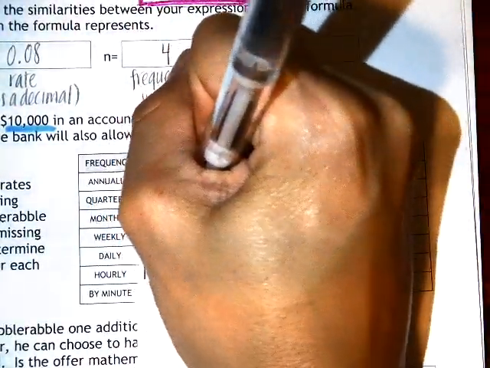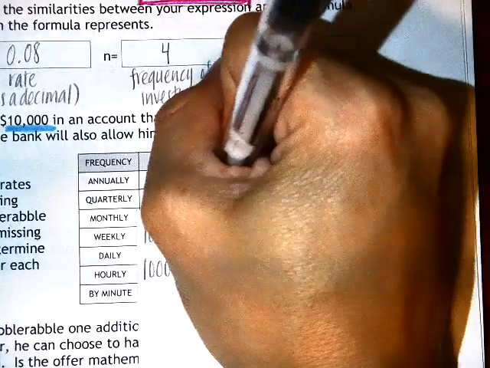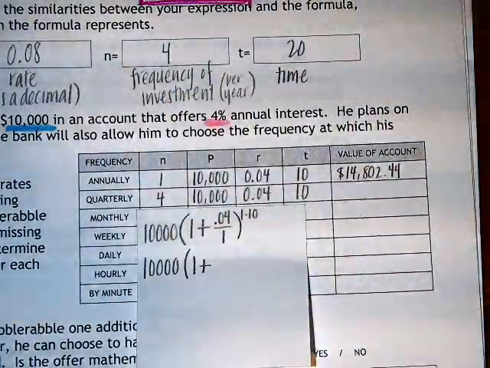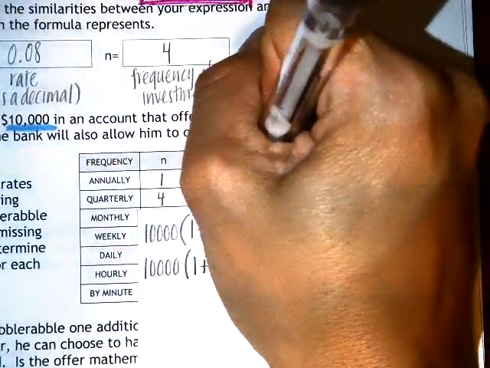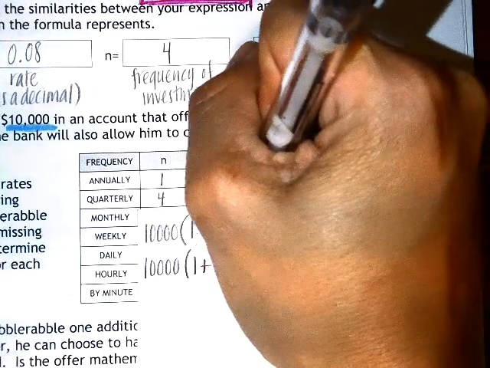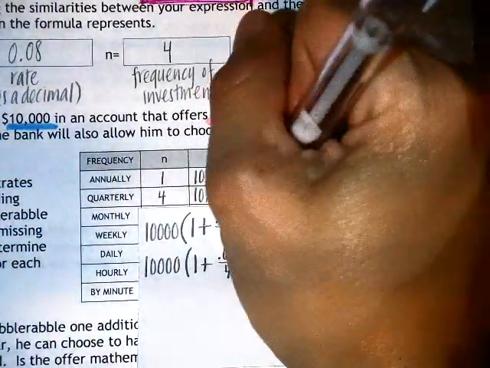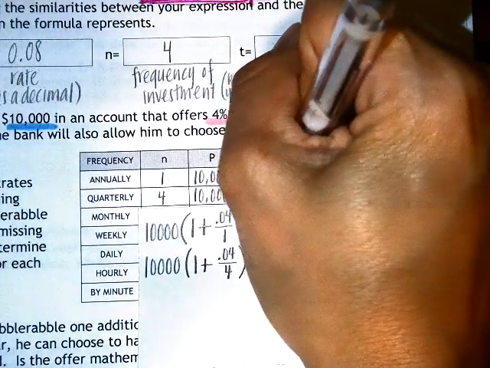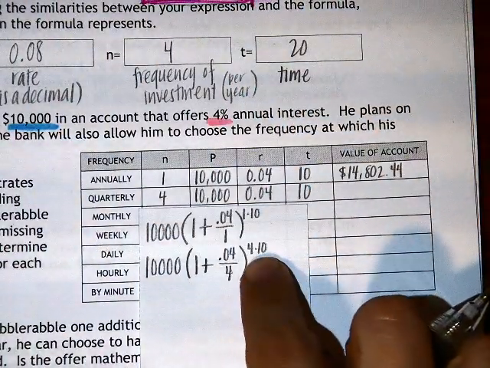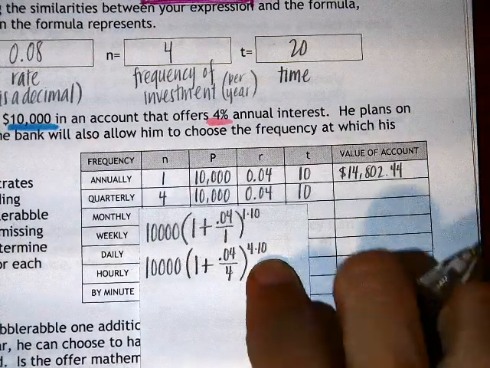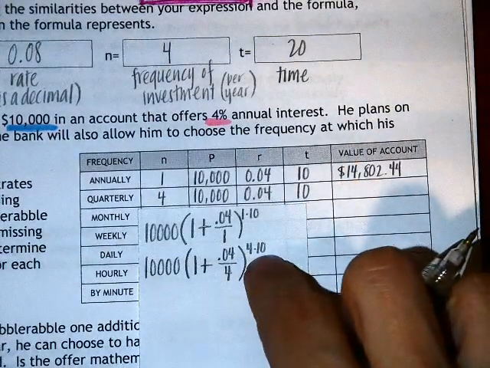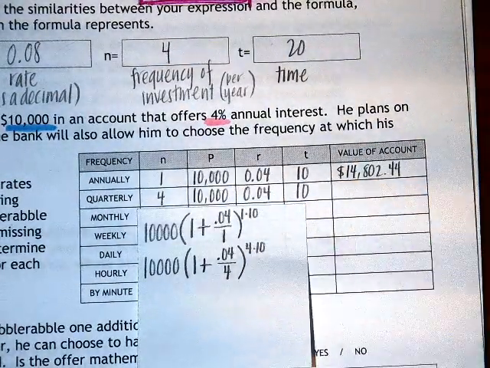Still the same initial investment, 10,000. 1 plus, that's part of the formula. Rate is still 0.04, divided into 4 segments, because that's my N, to the power of 4 times 10, which reminds me that, oh yeah, it's quarterly. That's why I'm multiplying times 4, because there would be 40 quarters in 10 years, so that makes sense.